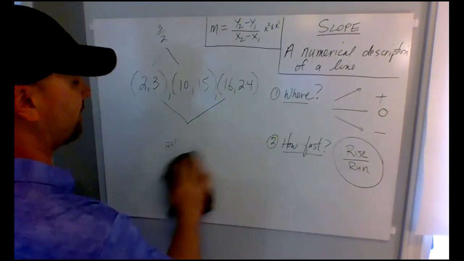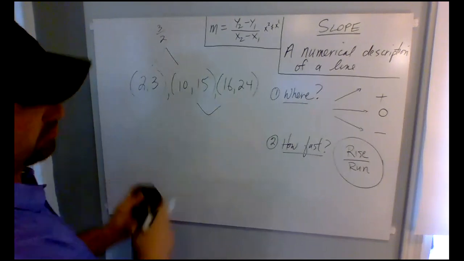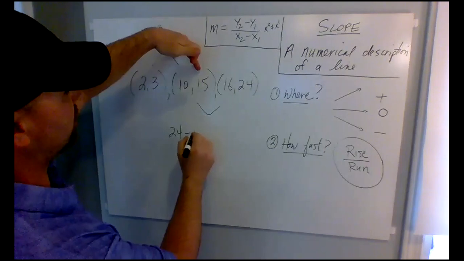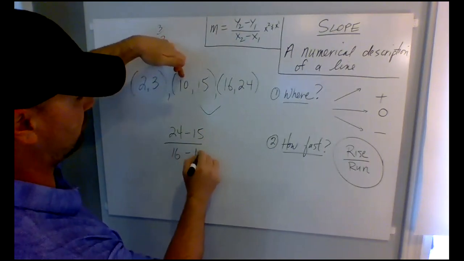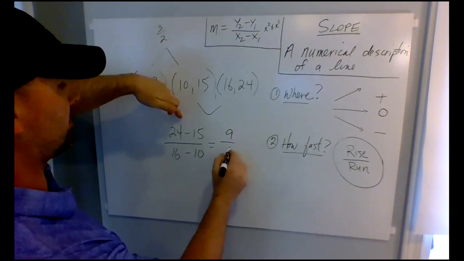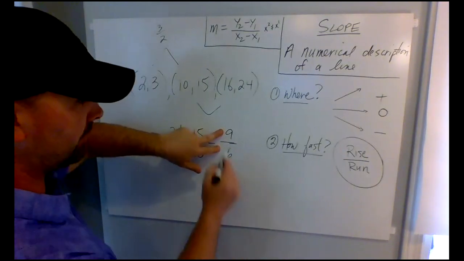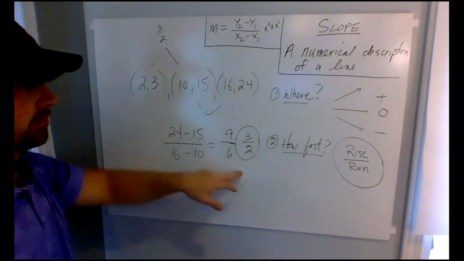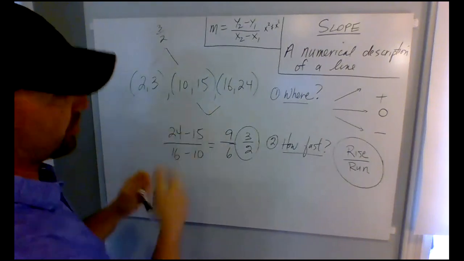Let's just do the two that I haven't done yet. These two. y2 minus y1 over x2 minus x1. That is 9 over 6. What goes into 9 and 6? 3. 3 goes into 9 3 times and 6 2 times. Same slope, okay? So they could give it to you like this.